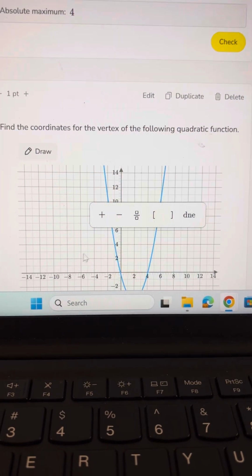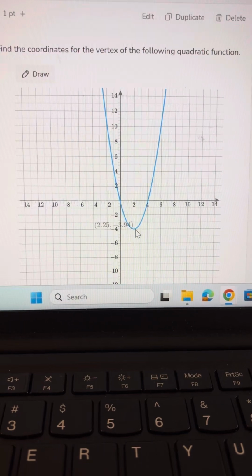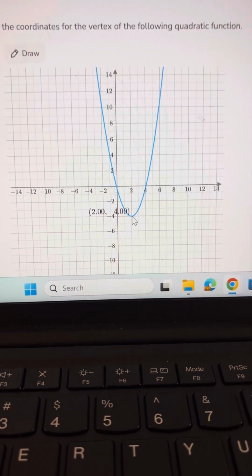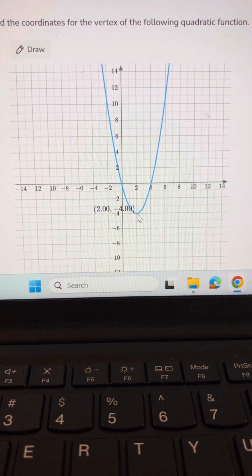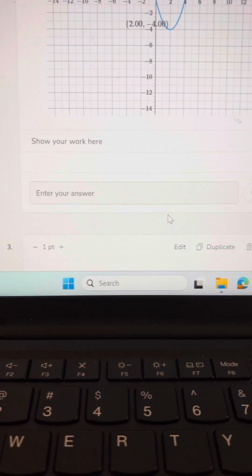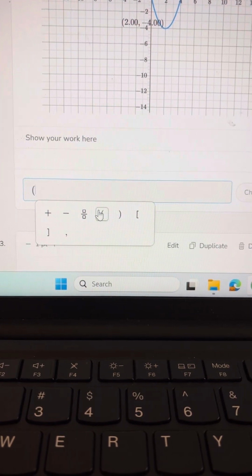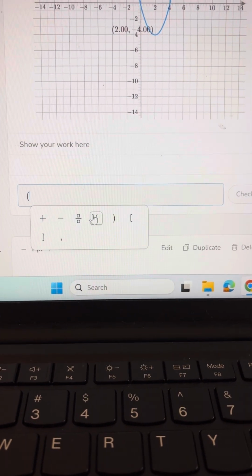Find the coordinates of the vertices. This one's asking you to find the coordinates, so you would write it as an ordered pair. If you put your cursor over it, it tells you that the vertex is at (2, -4). So you'll come down here and enter your answer as an ordered pair with the parentheses.